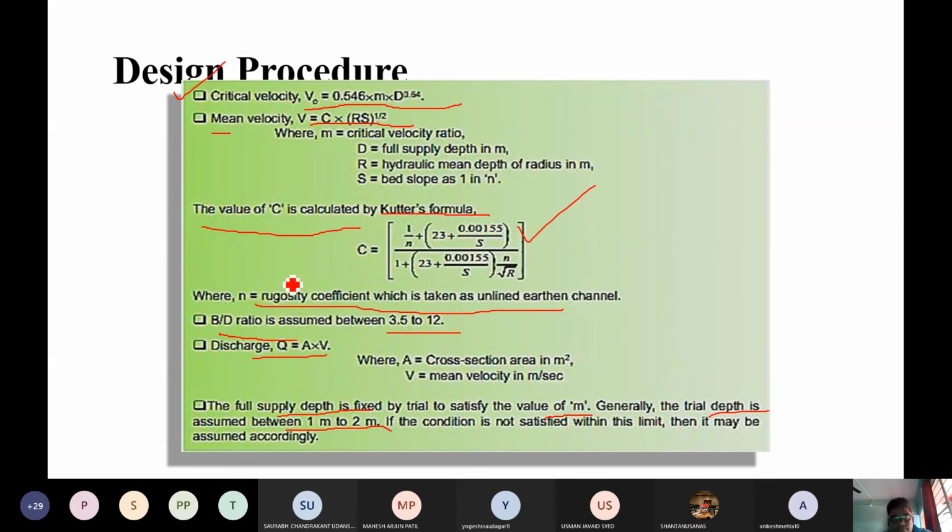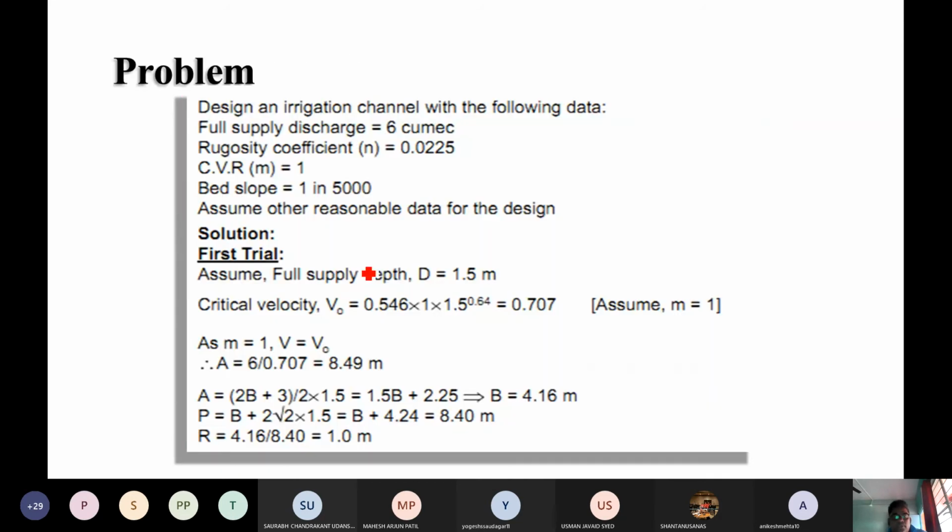So please all of you remember these formulas for the design of unlined canal on alluvial soil. See one example so that you can understand this. Design an irrigation channel with the following data. Full supply discharge is 6 cumec, you may write down 6 meter cube per second. N parameter is given 0.0225. CVR is given, m is equal to 1, means there is no silting, no scouring action. It's an ideal channel. Bed slope is 1 in 5000, and assume the other reasonable data for the design.